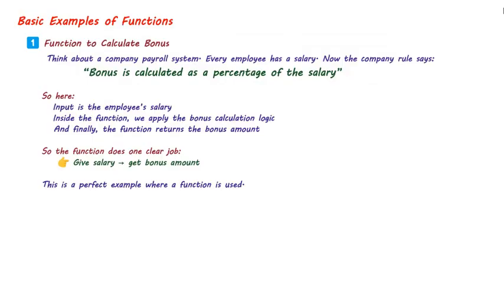Basic examples of functions. Let us look at some common situations where we naturally use functions in database applications. Number 1, function to calculate bonus. Think about a company payroll system. Every employee has a salary, right? Now the company rule says bonus is calculated as a percentage of the salary. So here, input is the employee's salary. Inside the function, we apply the bonus calculation logic, and finally, the function returns the bonus amount. So it does one clear job: give salary, get bonus amount. This is a perfect example of where a function is used.